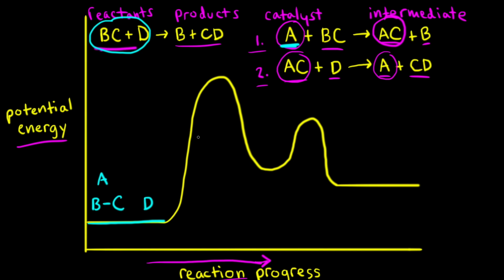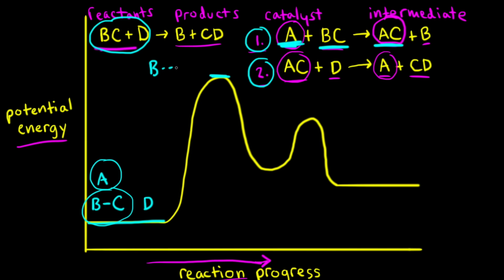We can see in our energy profile that we have two hills. The first hill corresponds to the first step of the mechanism, and the second hill corresponds to the second step. So the peak of the first hill is the transition state for the first step of the mechanism. In the first step, the catalyst A is colliding with BC to form our intermediate AC. So A must collide with BC. At the transition state, the bond between B and C is breaking, and at the same time, the bond between A and C is forming.